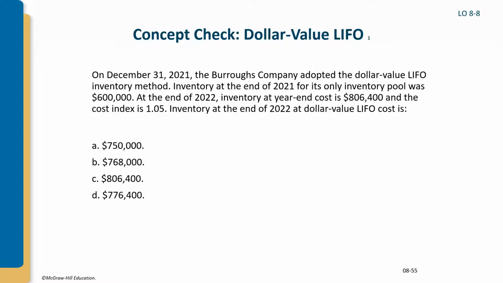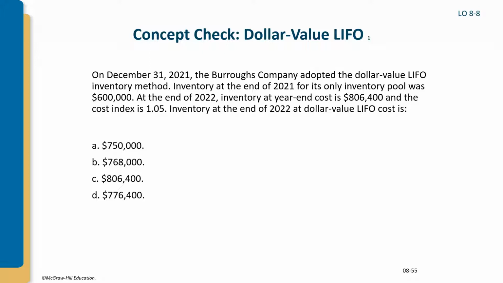On December 31st, 2021, Burroughs adopted the dollar value LIFO. Inventory at the end of the year was 600,000. At the end of 2022, it was 806,400, and the cost index is 1.05. Follow those same steps. So when you're trying to determine the dollar value LIFO cost of your ending inventory at 2022, first step, take what it currently is at, 806,400, divide it by the 1.05, so you pull any increase in pricing out of that number.